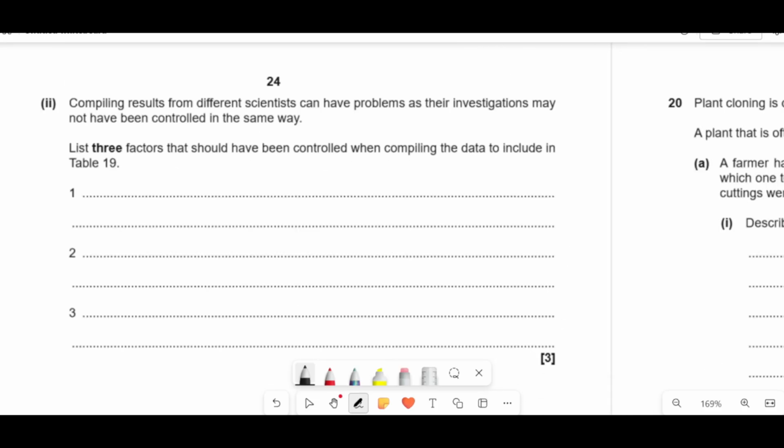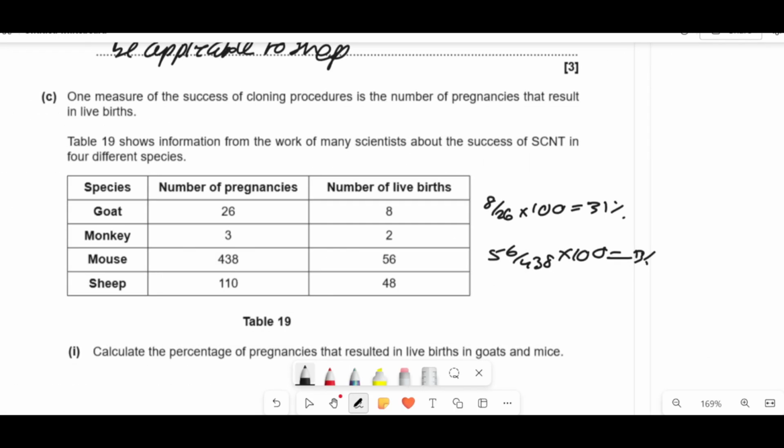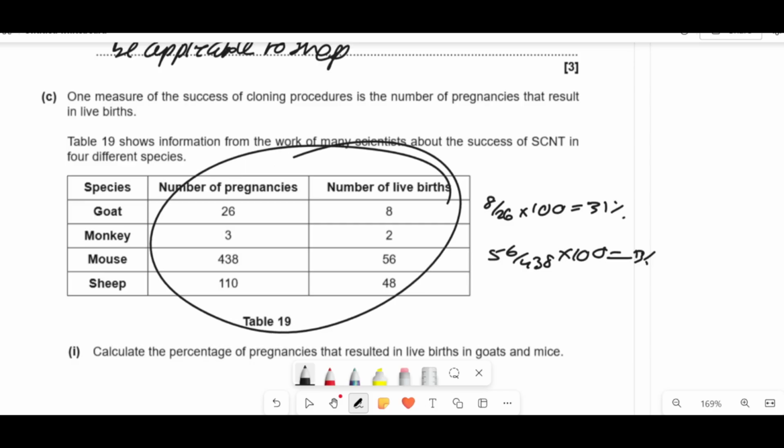There you go. Enjoy. Compiling results from different scientists can have different problems, as their investigations may not have been controlled in the same way. Which factors could have been controlled when compiling the data to include in Table 19? So look at what they're measuring and what they're changing. They're changing the species, and they're measuring the number of pregnancies and live births. So we need to think of anything that could screw up either of those two measurements.